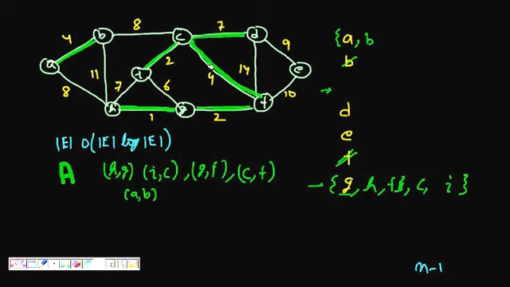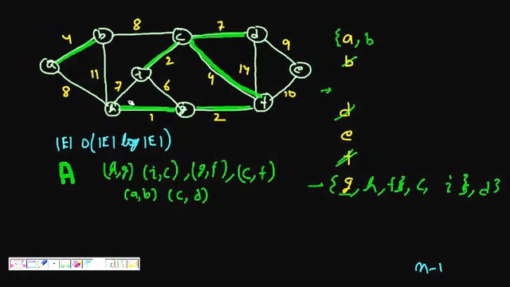So CD. If we take C and D, C is here, D is here, so they are in different sets, so I can have them. So D comes here and CD also comes in our minimum spanning tree. Okay, so this happens, and now you see we have a smaller number of sets.